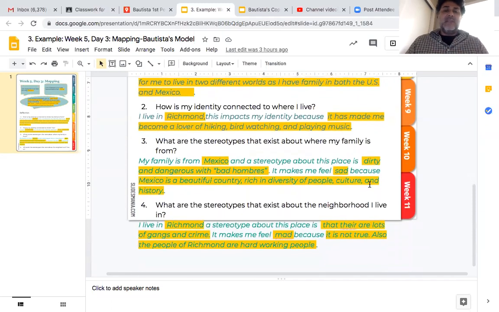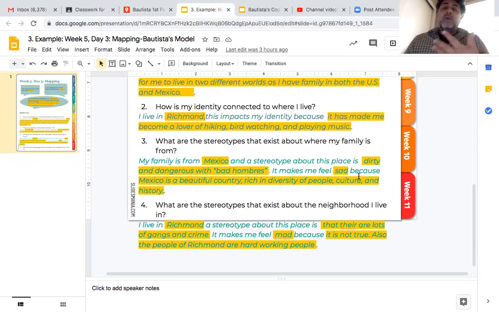Number 3, what are the stereotypes that exist about where my family is from? My friends, again, my family is from Mexico. Take a look at my example. My family is from Mexico, and a stereotype about this place is that it is dirty and dangerous with bad hombres. It makes me feel sad because Mexico is a beautiful country, rich in diversity of people, in culture, and history. Now remember, a stereotype is a negative word or phrase or idea about a group of people or a person. And that's not necessarily true.